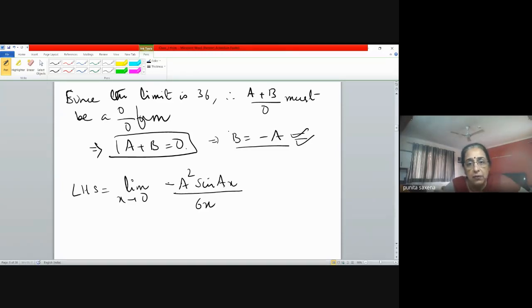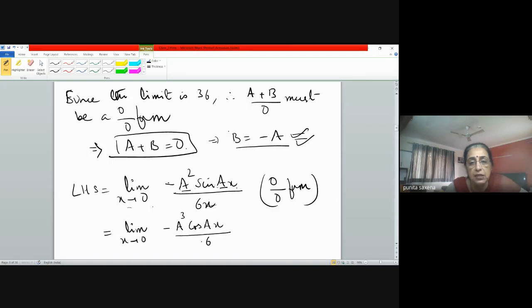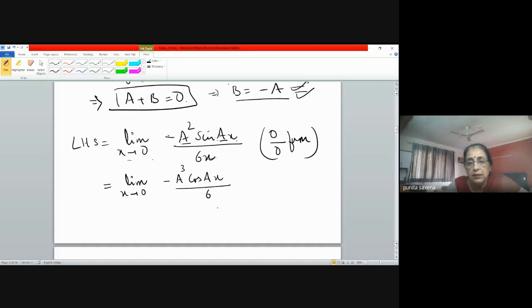Okay. Now, this term, if you take the limit as x approaches 0, the numerator is minus a square into sine ax. When x approaches 0, sine ax is 0, and the denominator is 6x, so it is still a 0 by 0 form. So that means we can apply L'Hopital's rule once again, and it becomes minus a cube cos ax upon 6. Okay. And when you take the limit as x approaches 0, then this term is actually nothing but minus a cube by 6, your left hand side.